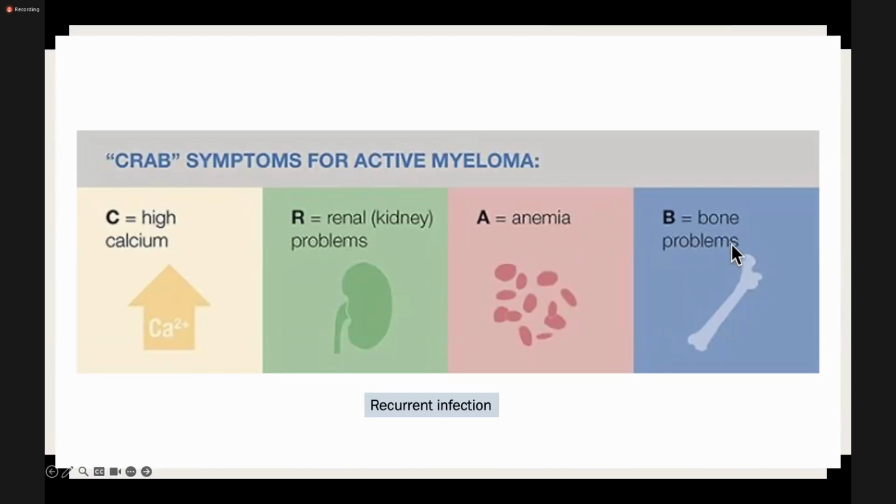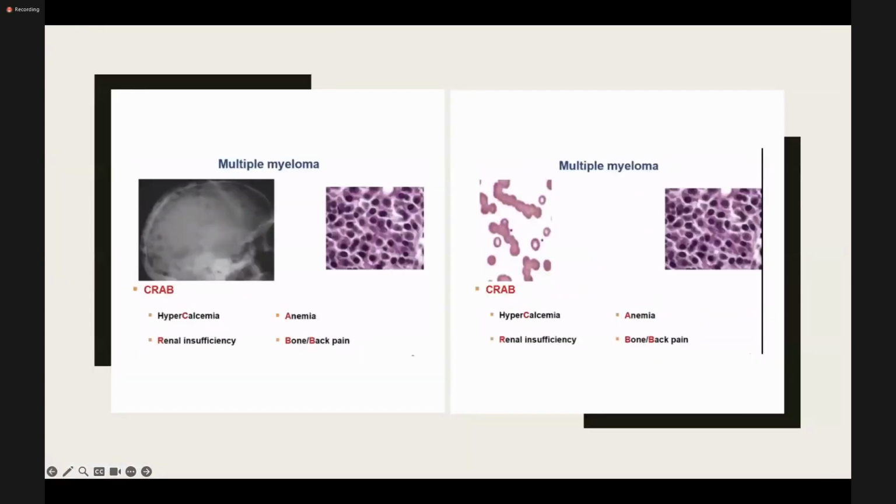The next one, you're going to get bone problems, bone pain. Why? Because you're breaking your bone to produce calcium. So they call it CRAB. Now, because of all this that is happening, these people are very prone to infection. So, CRAB, just talked about that.